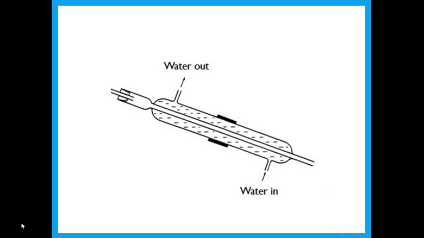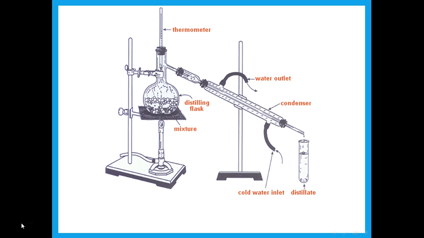Okay, this is what we call a condenser. We will talk about it again when we're talking about collecting liquid. If we're doing distillation, this is a process in which you heat a liquid, it evaporates, and then it is cooled and condensed. So this uses the condenser. We will talk about that later.